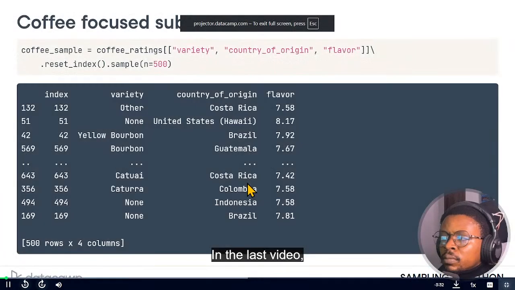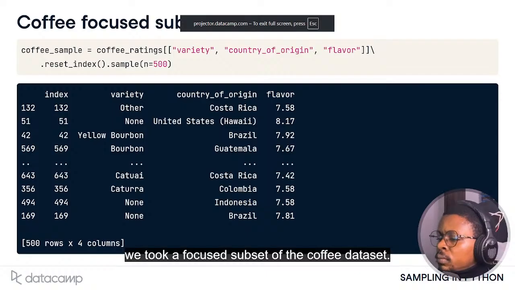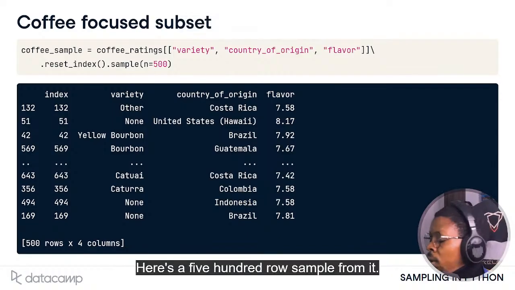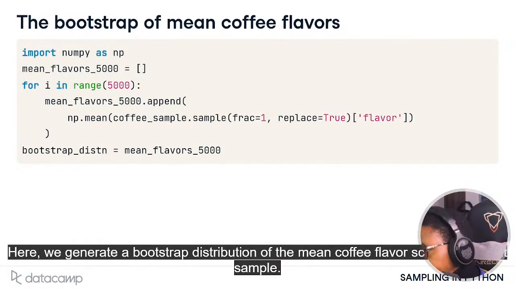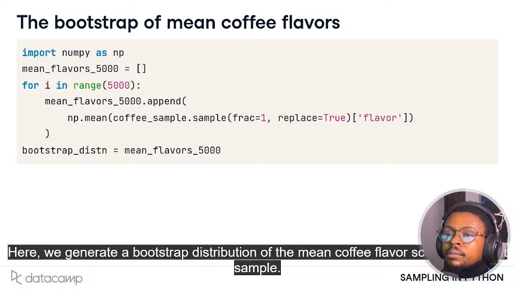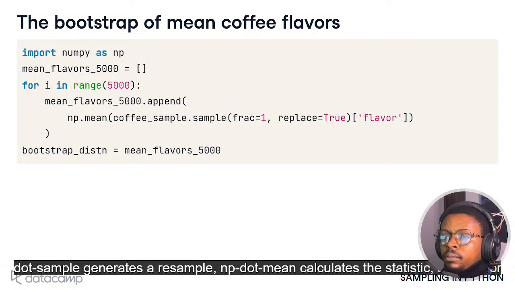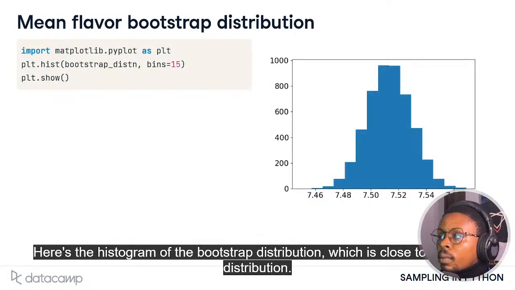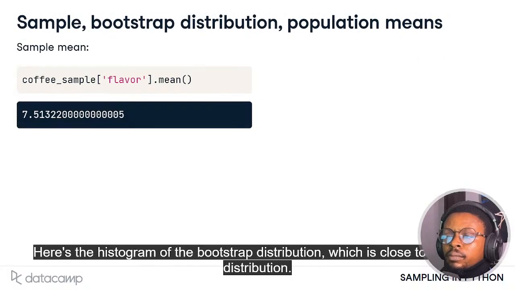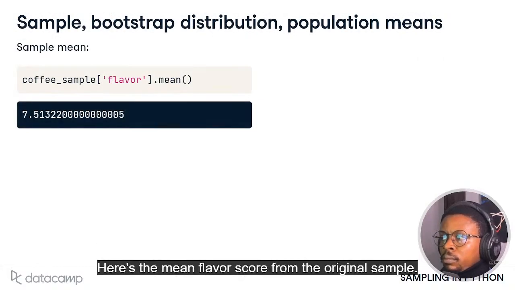In the last video, we took a focused subset of the coffee dataset. Here's a 500 row sample from it. Here, we generate a bootstrap distribution of the mean coffee flavor scores from that sample. .sample generates a resample, np.mean calculates the statistic, and the for loop with .append repeats these steps to produce a distribution of bootstrap statistics. Here's the histogram of the bootstrap distribution, which is close to a normal distribution. Here's the mean flavor score from the original sample.